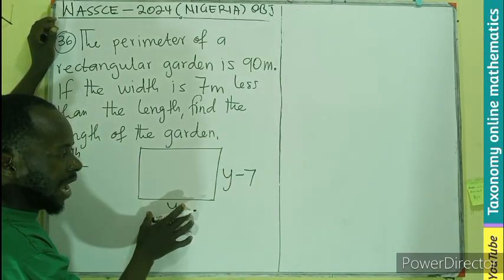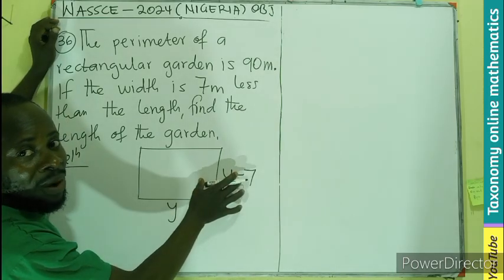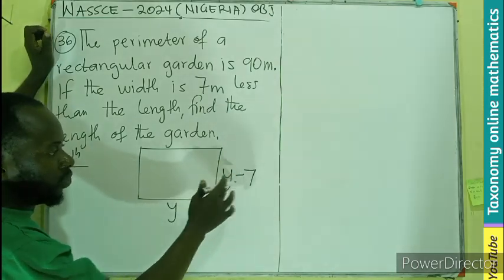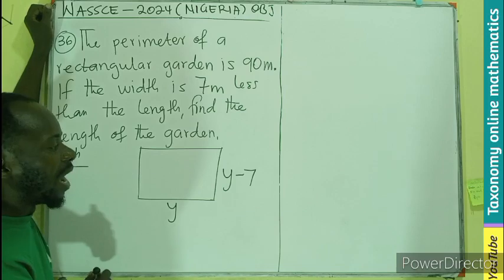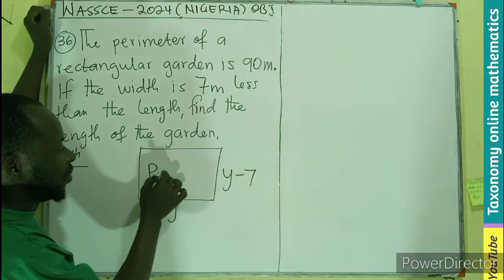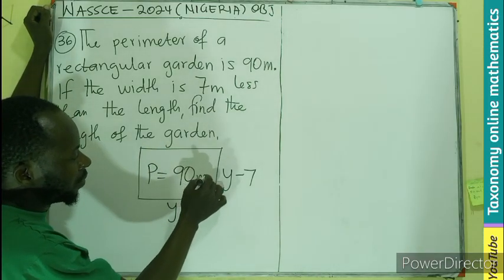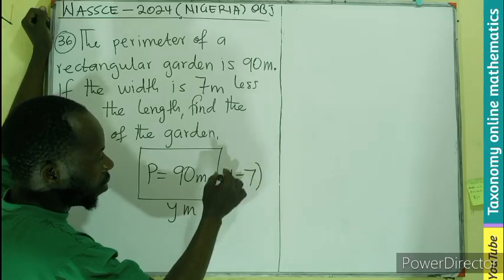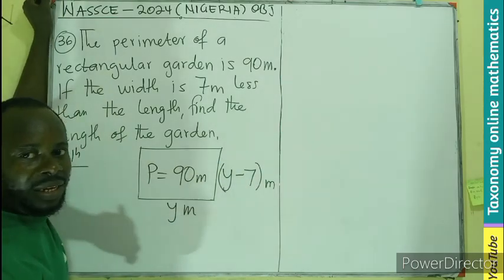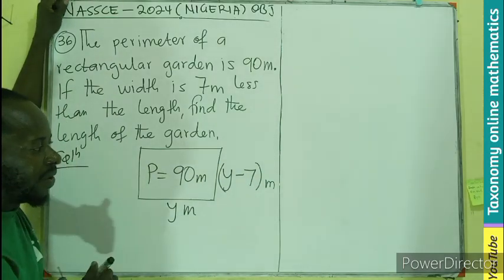The length is longer than the width by what? 7. So this is going to be the dimensions we have. Then the perimeter has been given as 90 meters. So let's just say all these are in meters. How do you find the perimeter of a rectangle?